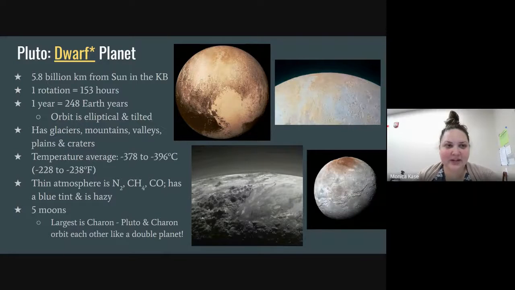All right, and last we wanted to touch base on Pluto. It is a dwarf planet. It is 5.8 billion kilometers from the sun. So I think that's a pretty significant amount of distance there. It does have glaciers, mountains and valleys, plains and craters. Its orbit is elliptical, and it is also tilted. Those temperatures again are very cold, and that is due to its thin atmosphere that it has. It has 5 moons for this dwarf planet.